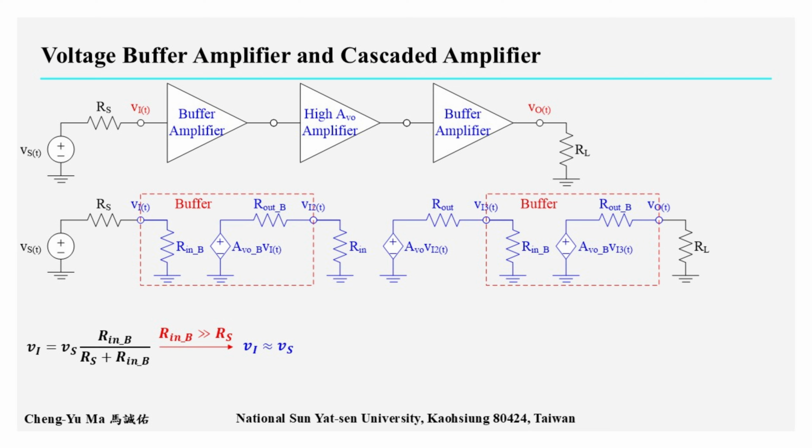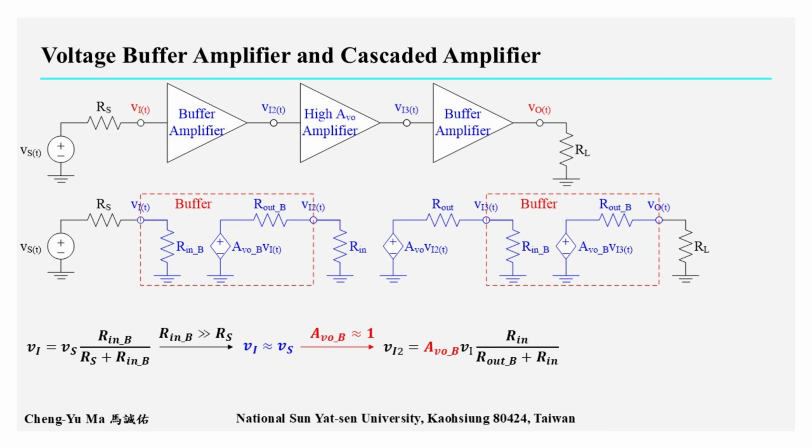As a result, almost all of the signal source voltage, Vs, is delivered to the input terminal of the first stage amplifier without being lost across the signal resistance, Rs. In this way, we can solve the problem that occurs when using only a high open circuit voltage gain amplifier, whose input resistance is not high enough. However, the open circuit gain of a voltage buffer amplifier is close to 1.